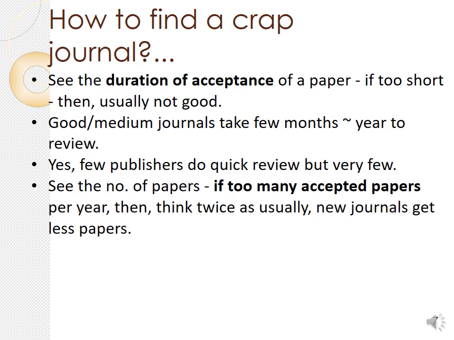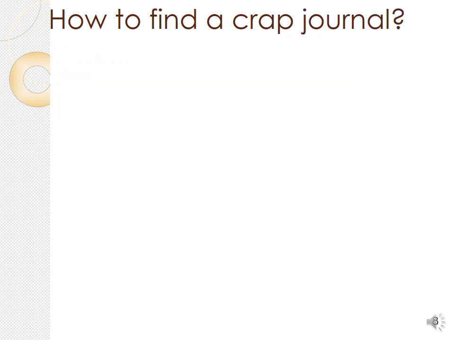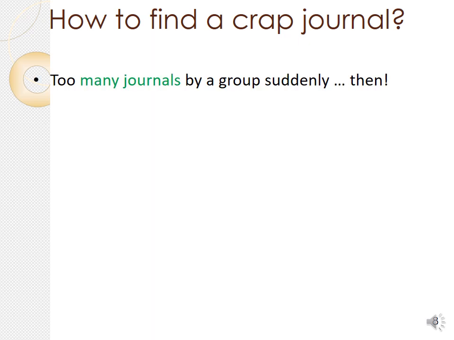See the number of papers they publish per year. If they publish too many accepted papers with varied quality, definitely it's not good. And normally, new journals or new publishers should not get that much. Another way: if too many journals by one group appear suddenly, then definitely it's not a good group.